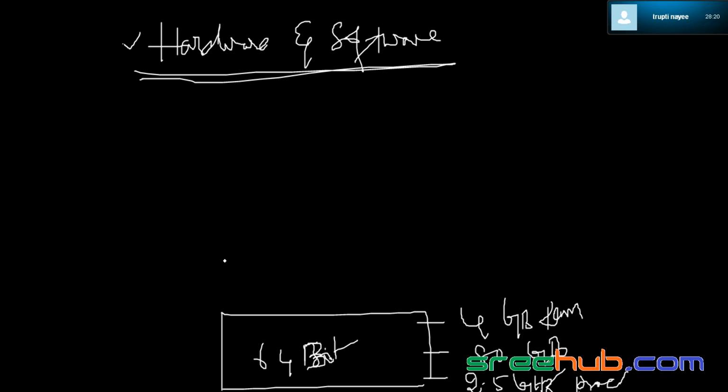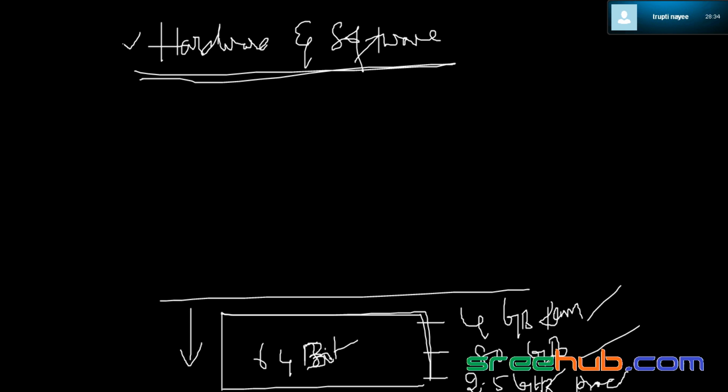Fine. So till here, this is nothing but hardware. I have just talked about a 64-bit machine, and RAM, a hard disk and something called a processor. Fine. Now let us see what software you need.